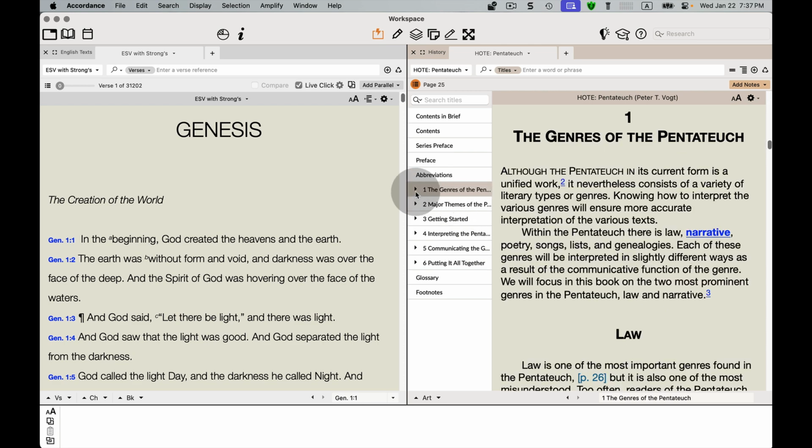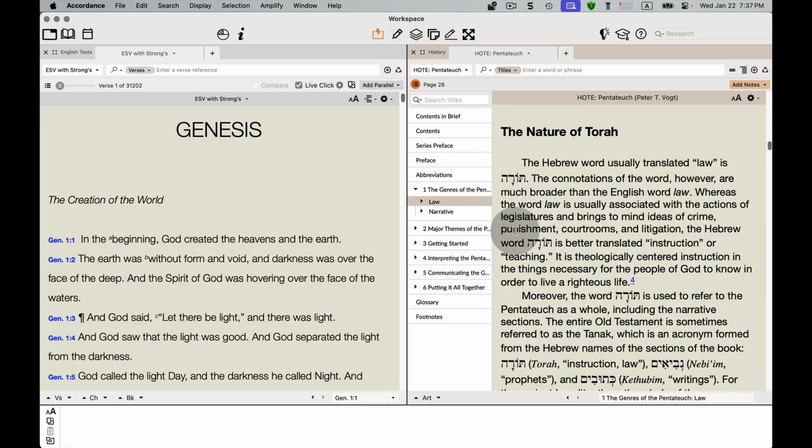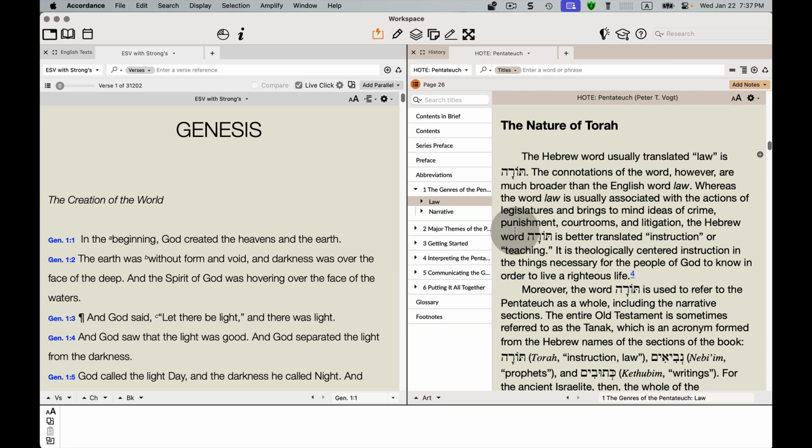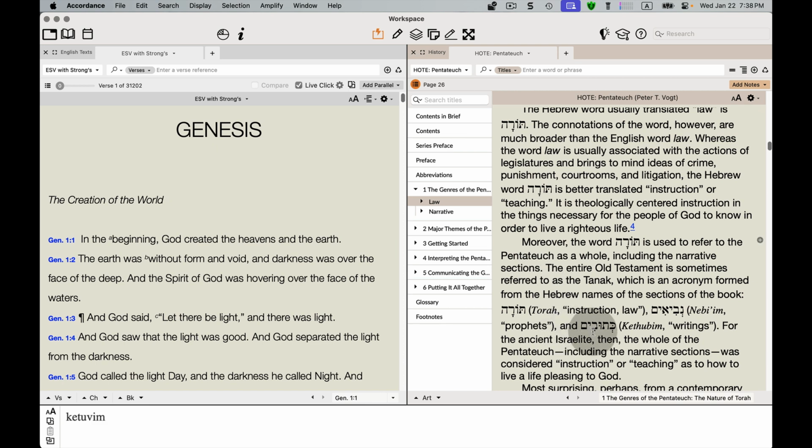So we'll have the genres of the Pentateuch. So we're talking about law and what the Torah means, and we're giving the Hebrew or Greek words. Most of the time they're just presented, so these are super beneficial to someone that has had advanced Hebrew or Greek classes, so the Hebrew or Greek scholar or the advanced student or pastor. In some cases, some words are transliterated throughout the work in a few areas, but not always.